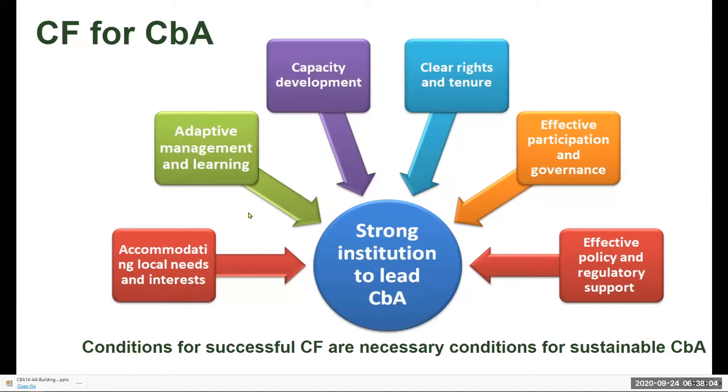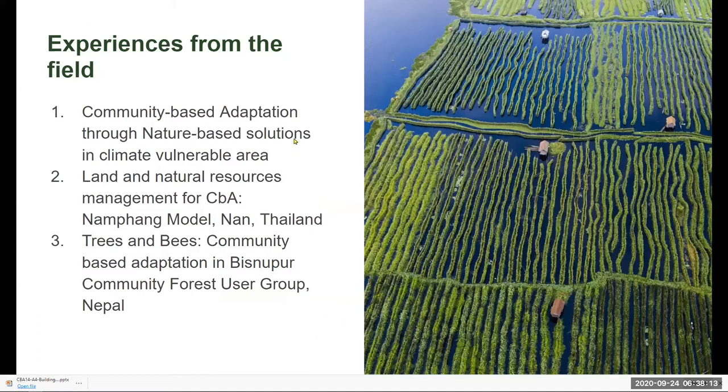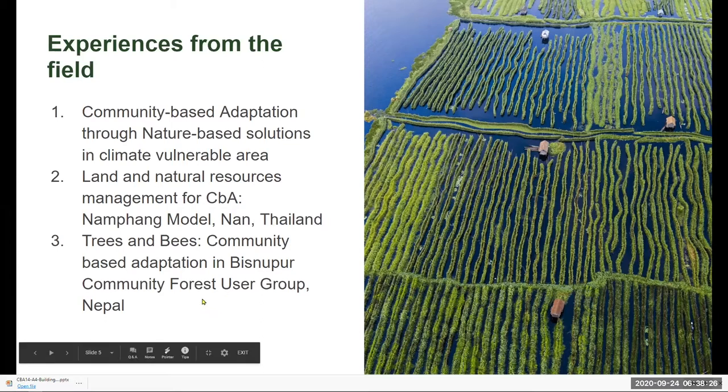So that is a snapshot of the connection between community forests and CBA. Today we have the opportunity to share with all of you experiences from three countries: one from Bangladesh, the second from Thailand, and the third from Nepal. Without further ado, I would like to call the first speaker to talk about community-based adaptation through a nature-based solution in climate vulnerable areas, the experience from Bangladesh. It will be presented by Kasi from Friendship NGO. Kasi?